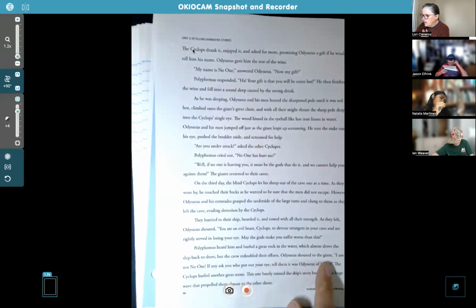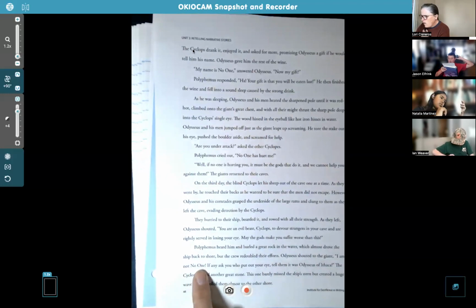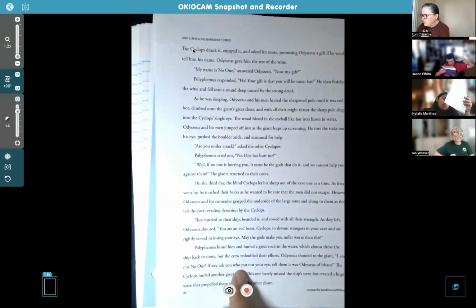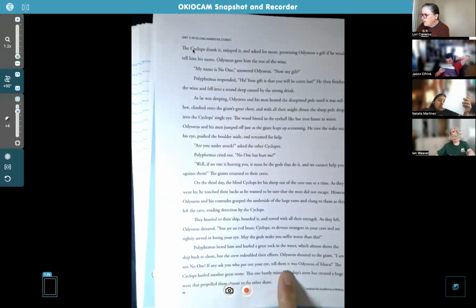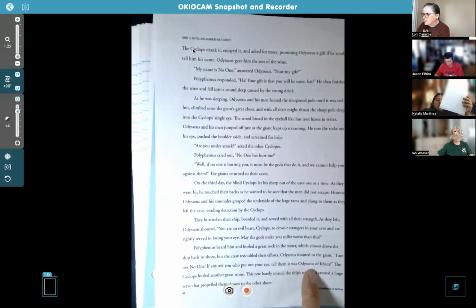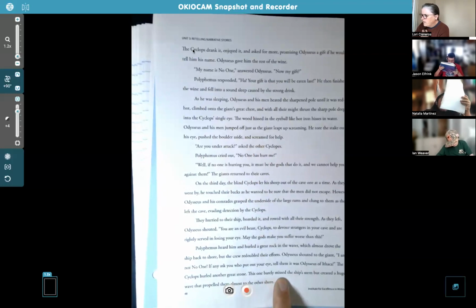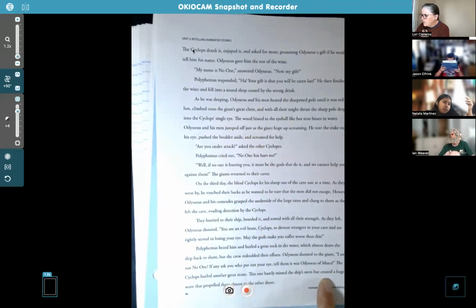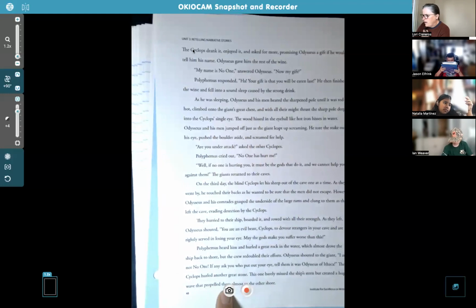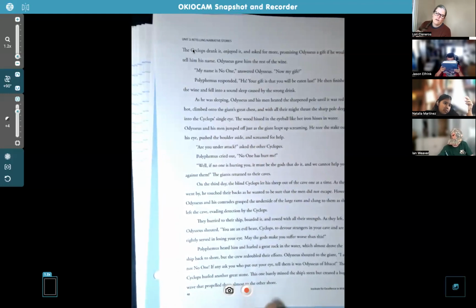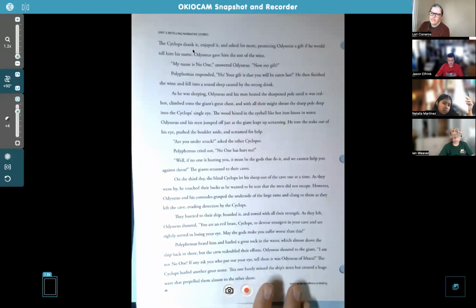Odysseus shouted to the giant, "I am not no one. If any ask you who put out your eye, tell them it was Odysseus of Ithaca." The Cyclops hurled another great stone. This one barely missed the ship's stern, but created a huge wave that propelled them almost to the other shore. The end. There you go.